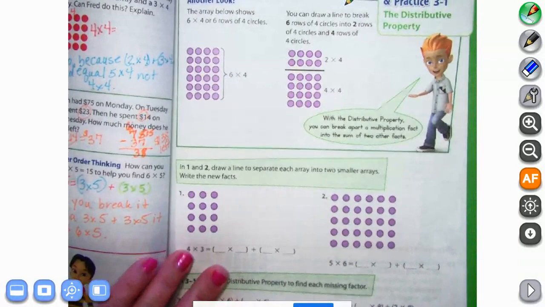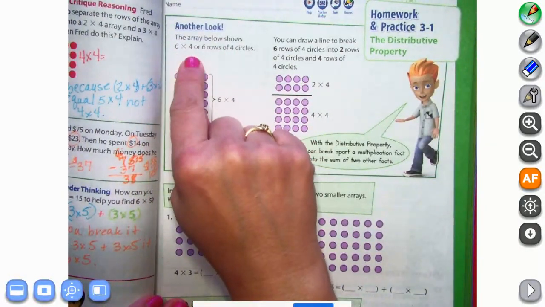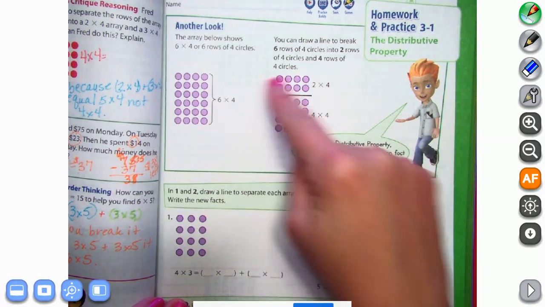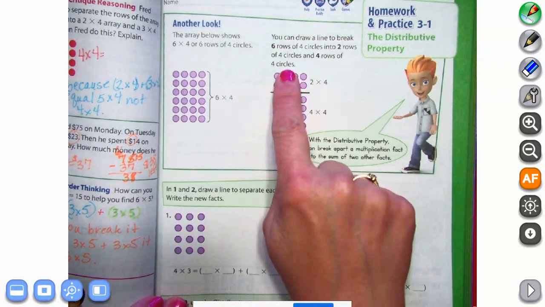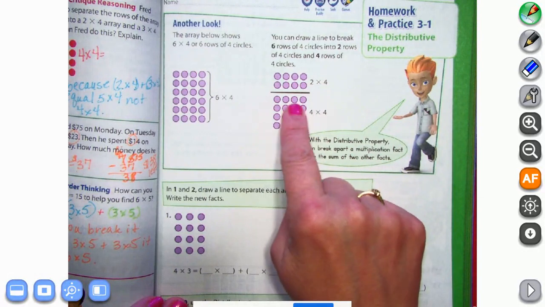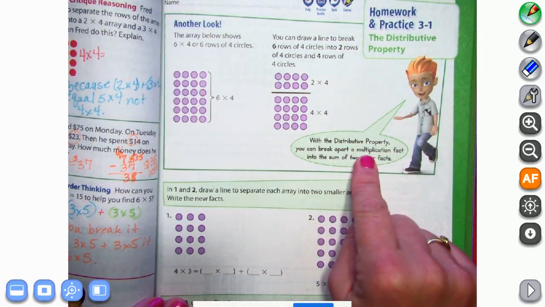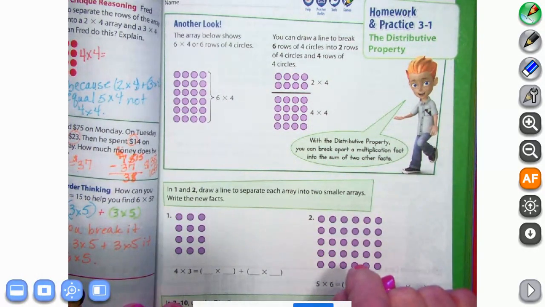On the top, this is just reminding you. The array below shows 6 groups of 4 or 6 rows with 4 circles. You can draw a line to break those 6 rows into 2 rows and 4 rows because 2 plus 4 is 6. The rows of 4 stay the same, okay? With the distributive property, you can break apart a multiplication fact into the sum of 2 other facts.